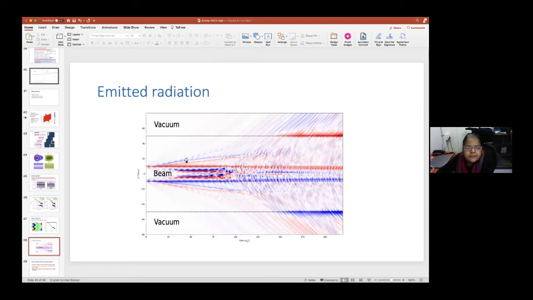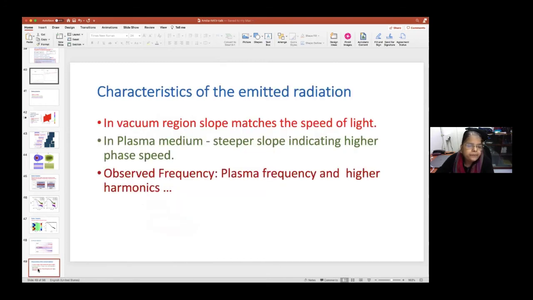And there are certain slopes which are not steeper, slower compared to C, and these basically are different modes which are observed in the plasma, which we are analyzing. So this, in fact, confirms that it is a radiation which is going out, and it has a dispersion relation of the electromagnetic wave, omega is equal to Kc.